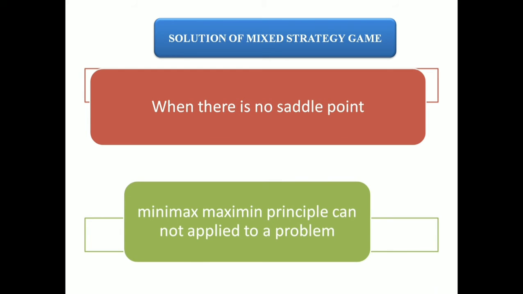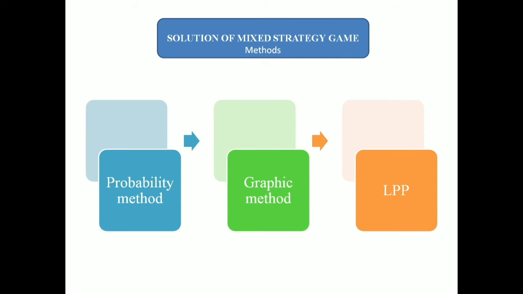In that case, we can solve the game problem by using three important methods. The first one is the probability method. The second one is the graphical method. And the third one is the linear programming problem method. These are the three important methods for solving a mixed strategy game.